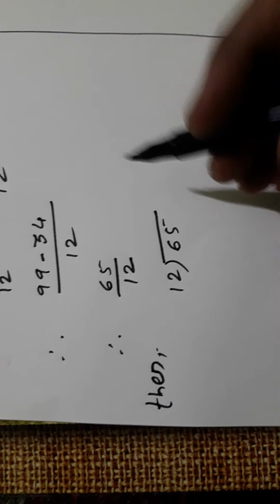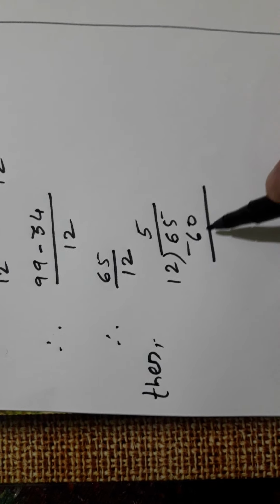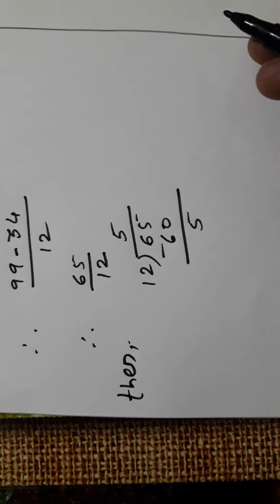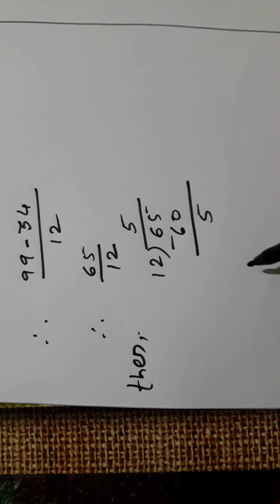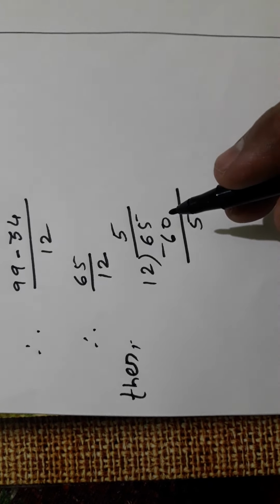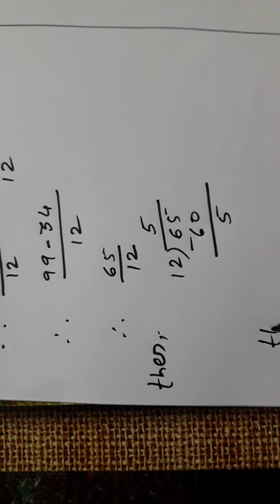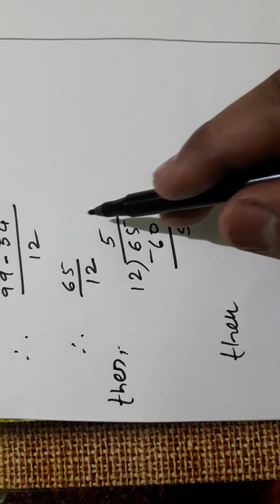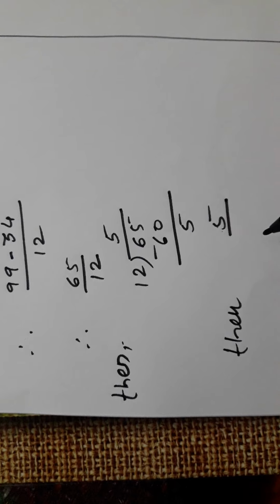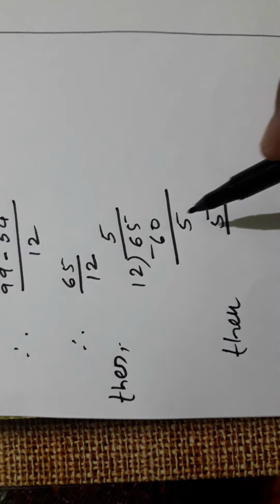12 5s are 60. Subtraction, 65 minus 60. According to the formula, what is the formula? That time I told you, quotient and remainder divided by divisor. Then what is the quotient here? 5. So look here, what is the quotient? 5. Now what is the remainder? 5.